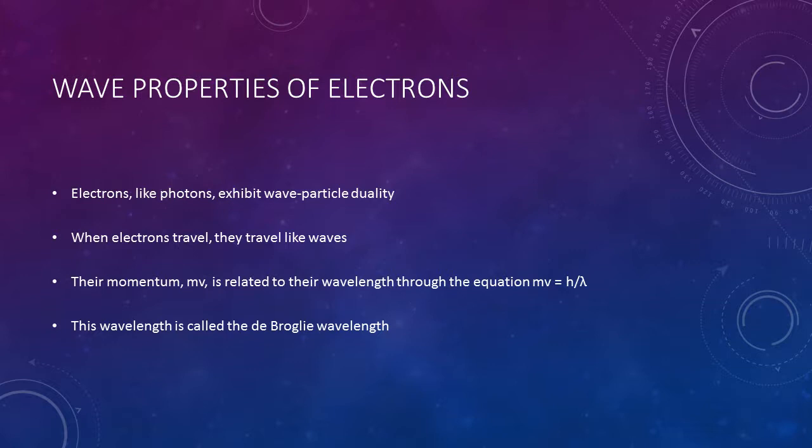And so de Broglie figured out that the momentum of electrons is actually related to the wavelength exhibited by these electrons when they're actually moving. And so the momentum of your electron is actually equal to Planck's constant divided by your wavelength. So again, we see that Planck's constant. We're going to see it again and again throughout quantum physics.